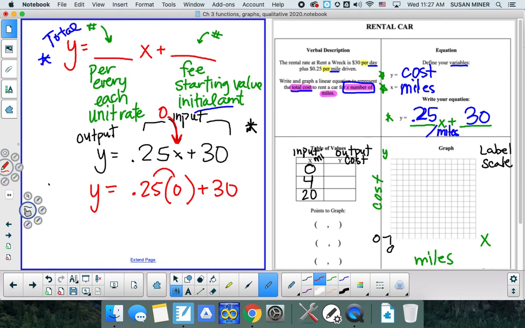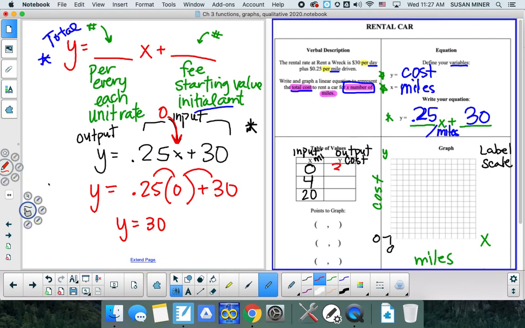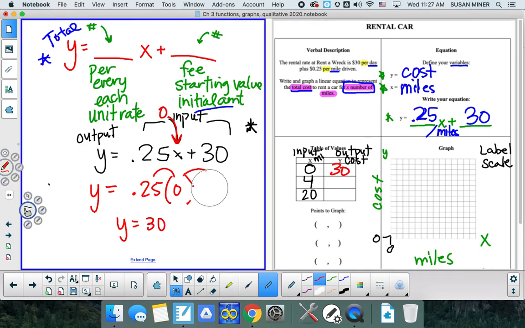0.25 times 0 is 0, plus 30 is 30. So my output now is 30, right? If I have 0 as my x value, my total cost is $30. And this should make sense, right? If I don't drive any miles, then I only have to pay the $30 for the rental.